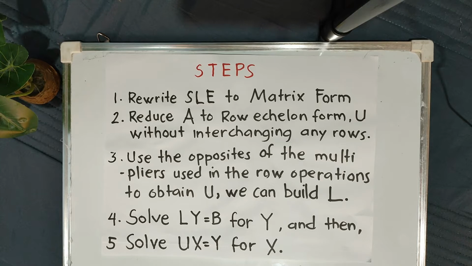Number 3, use the opposites of the multipliers used in row operations to obtain U. Then we can build L. Number 4, solve for Ly equals B for Y. And then number 5, solve for Ux equals Y for X.